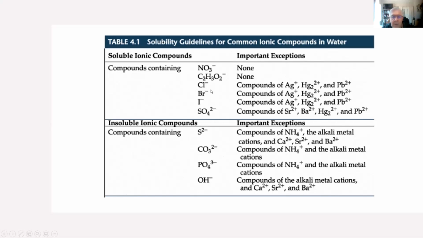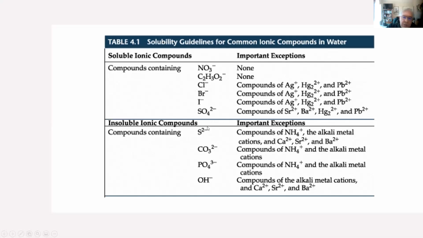When lead 2 is combined with chlorine, they make solids. And here you have the same rule for bromide and the same rule for iodide. Sulfate is soluble for most compounds except when it is with strontium, barium, the mercury cation, and lead 2.